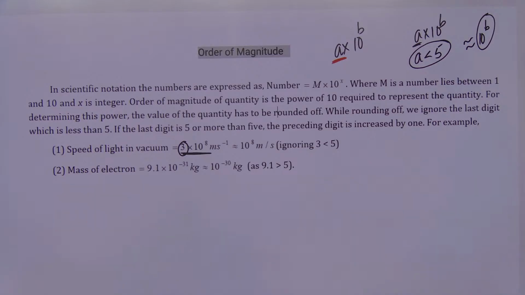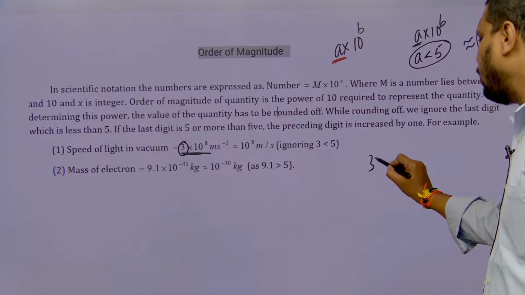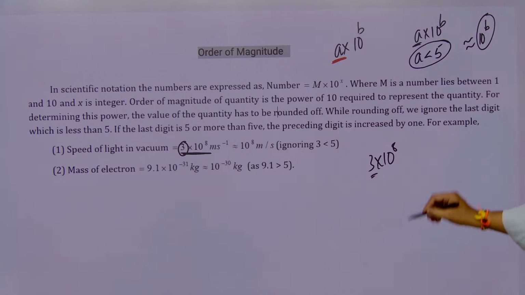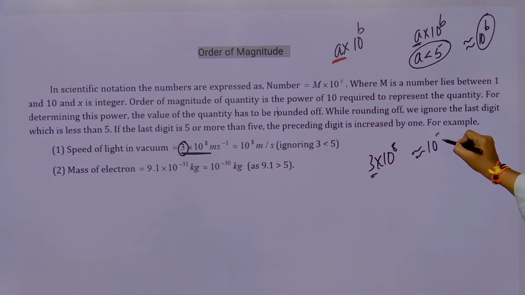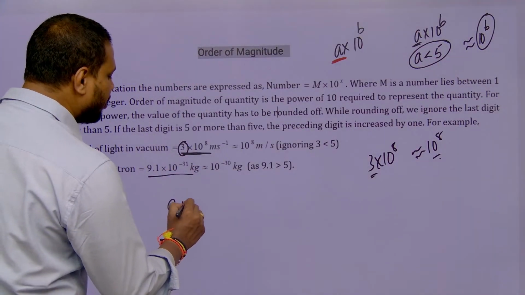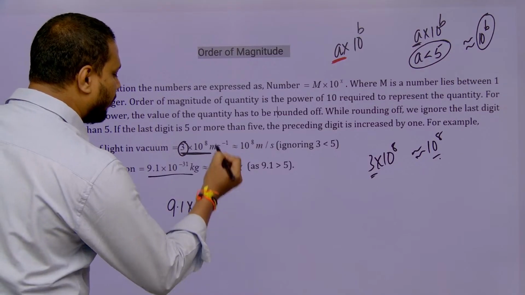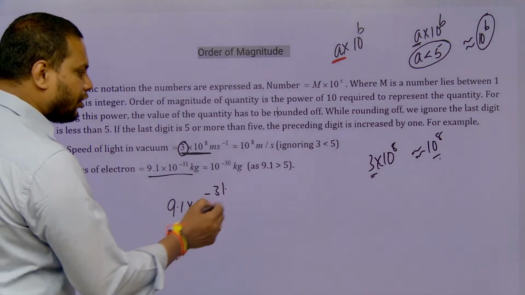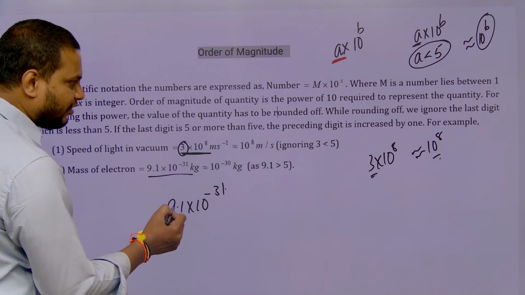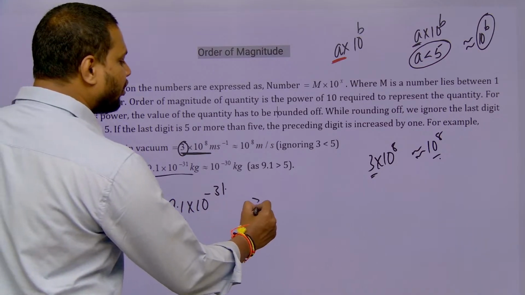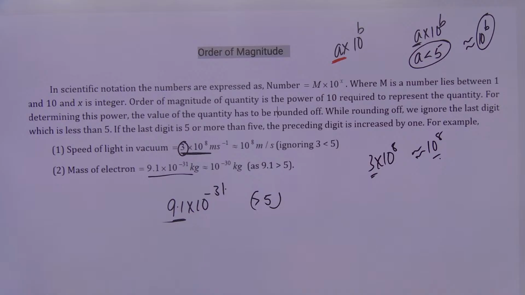Are you clear? So see here, in 3 into 10 to the power of 8, this 3 is less than 5. So therefore this can be approximately taken as 10 to the power of 8. Now similarly, the mass of electron is given as 9.1 into 10 to the power of minus 31 kg. Are you clear? Here this number 9.1 is greater than 5.